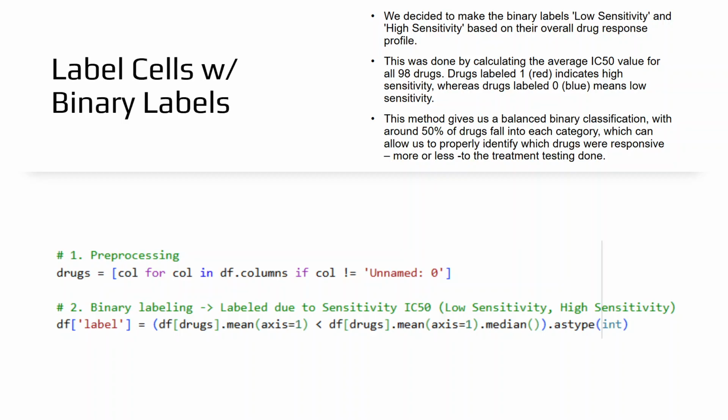So our first order of business was just to preprocess and then to pick a binary labeling system. For this, we decided to make the labels low sensitivity and high sensitivity, which was based on their overall response profile. This was done by calculating the average IC50 value for all 98 drugs, which you'll see in the visuals. Drugs labeled 1 or red indicate high sensitivities, and drugs labeled 0 or blue mean low sensitivities. This method gave us a balanced binary classification with around 50% of all drugs falling into each category.